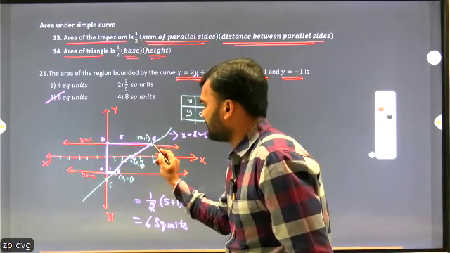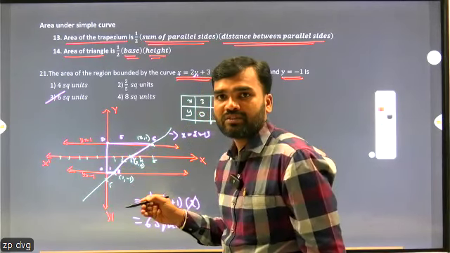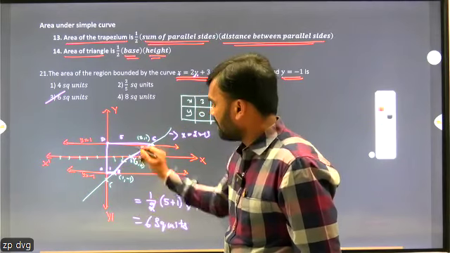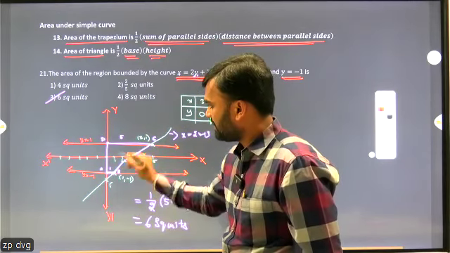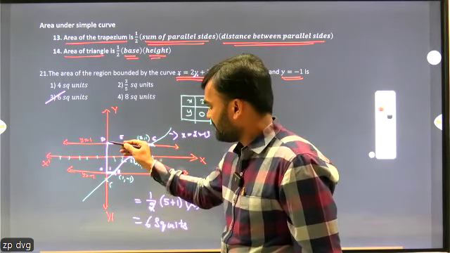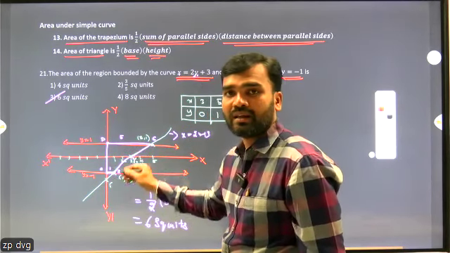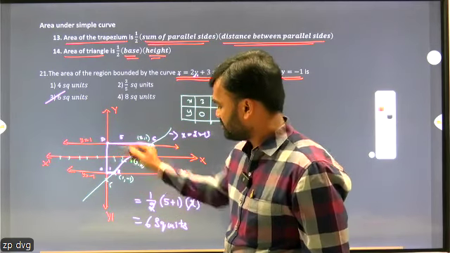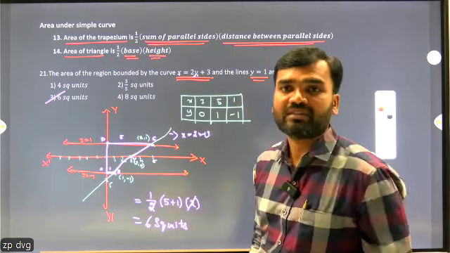After that, we have to find the area of trapezium ABCD. The formula for the area of a trapezium is half into the sum of the parallel sides into the distance between the parallel sides. The sum of the parallel sides is 5 plus 1, and the distance between them is 2. The 2 gets cancelled, so 5 plus 1 is 6.